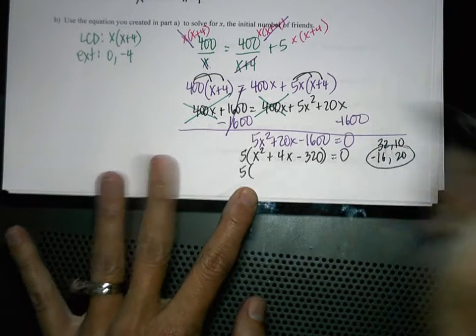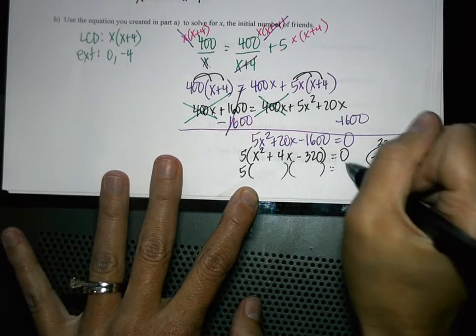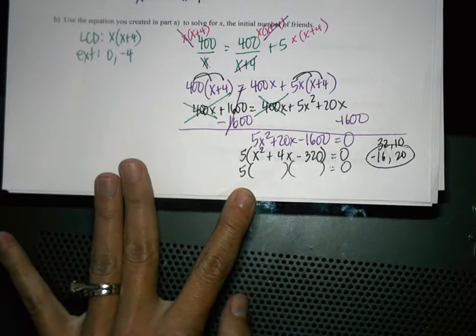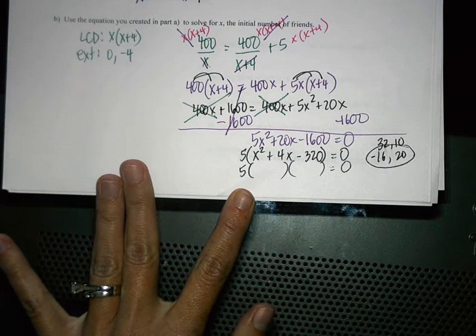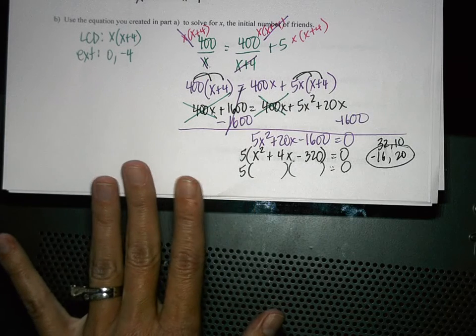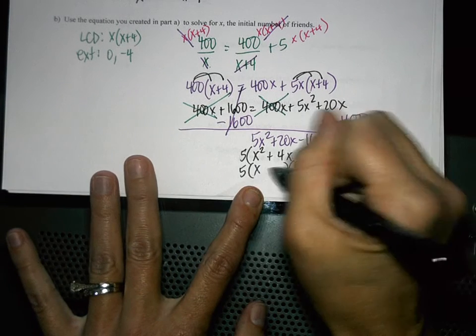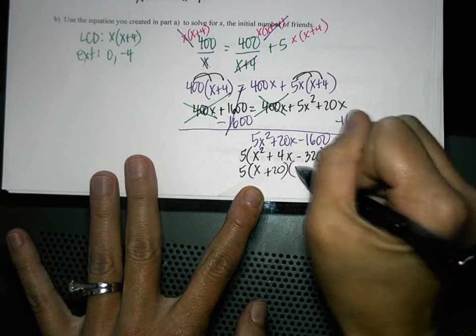So when we factor, can I use the shortcut? Yes, because my x squared no longer has a coefficient when I took out my GCF. What's going to go in the front of each of those? Good. x plus 20 and x minus 16.